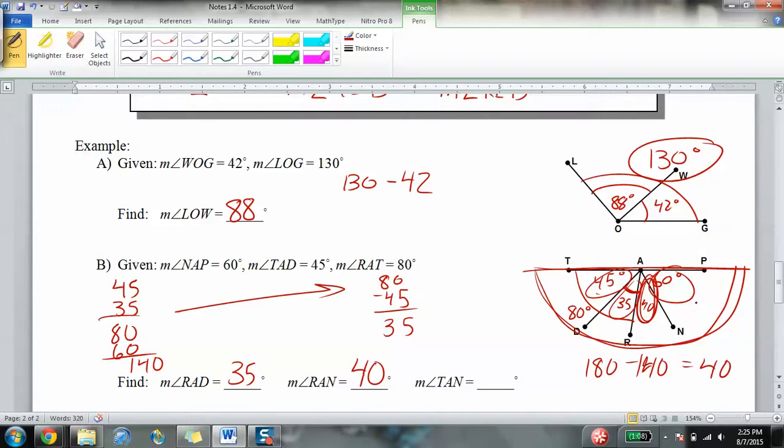Then we have all the missing pieces. It wants me to find the measure of angle TAN. Well, just add up these three pieces, use the angle addition postulate. This whole thing would be equal to the sum of its parts. So 45 plus 35, we know that's 80, plus another 40 would give me 120 degrees.